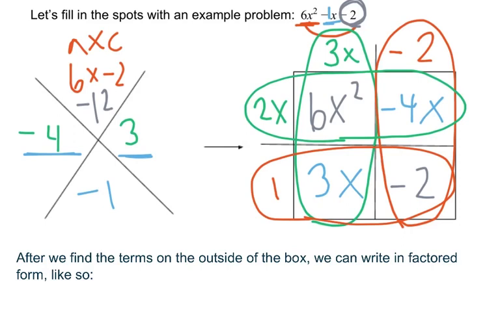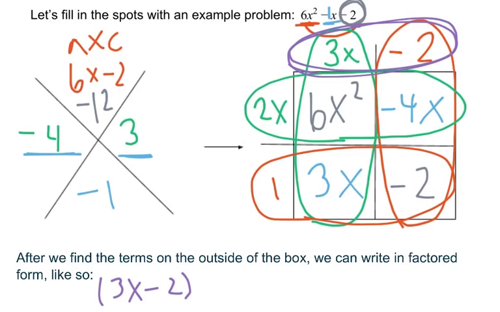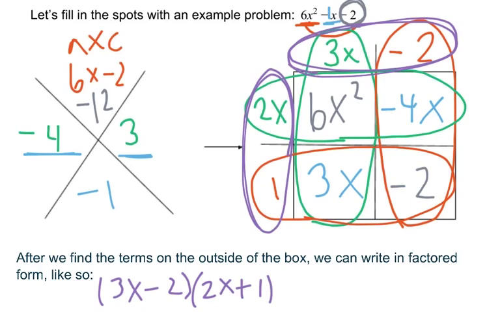We just have to put it into factored form. And how we do that is we take what is on the outside of the box and write it with our handy-dandy parentheses, right? Because when we factor, we use parentheses. So I'm going to take these two terms up here from the box, 3x minus 2, and just put on some parentheses. Okay? And in the same way, I'm going to take 2x and 1, and I'm going to add them since they're both positive, so 2x plus 1. And that's our final answer.